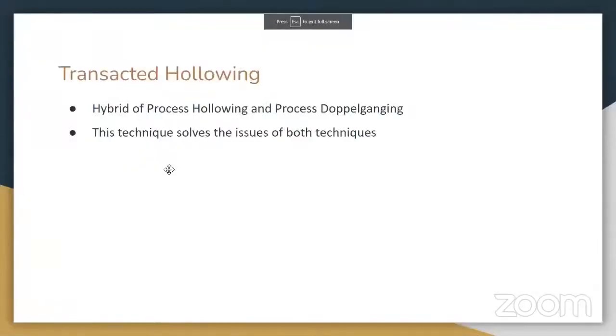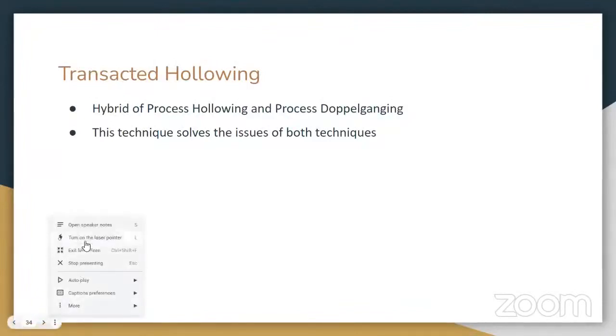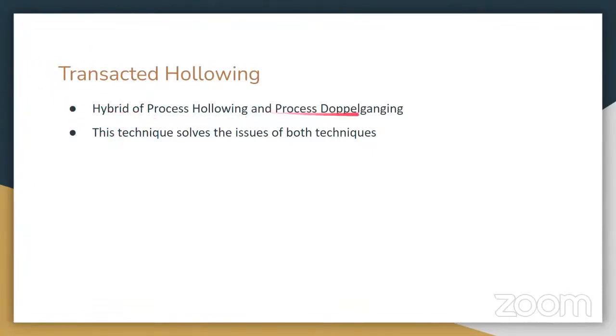So now we will look into the other technique, which is transact hollowing. Sorry, it's not transacted hollowing, it's transact hollowing. Sorry for the typo. This is the combination of two techniques, which are process hollowing and process doppelganging. The advantage of this technique is that it will solve the issues of both techniques.